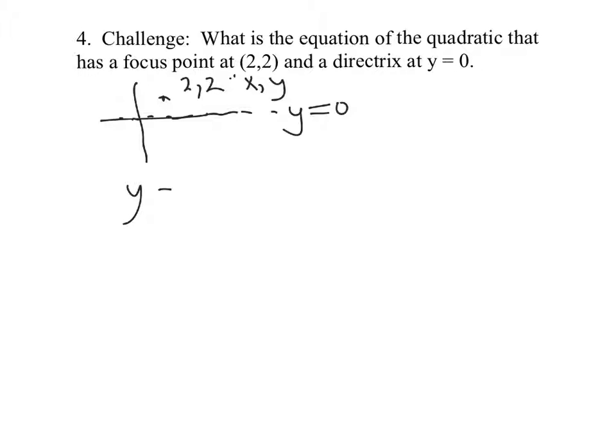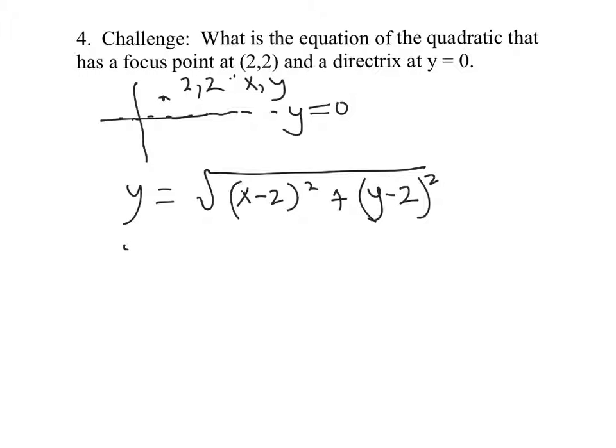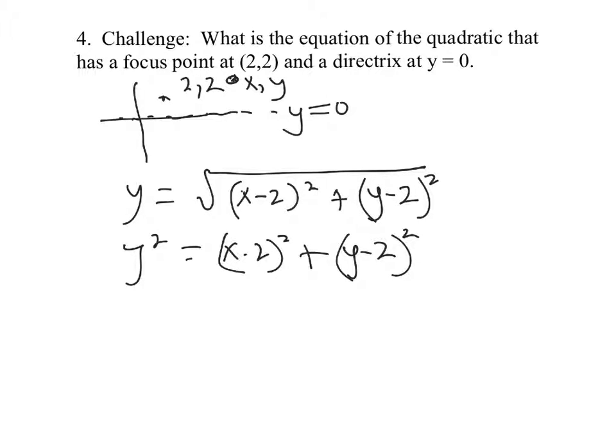So we have y is equal to, and then we're going to have the distance from xy to 2, 2 would be the square root of x minus 2 squared plus y minus 2 squared. We square both sides, get y squared equals x minus 2 squared plus y minus 2 squared. Now again, what we said was that if we look at this point xy right here, we find that its distance down to the line y is equal to 0 is just equal to y.